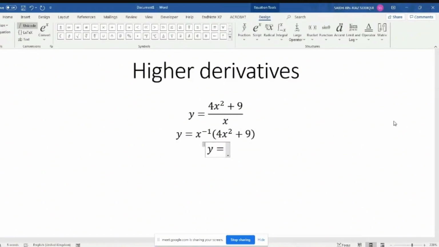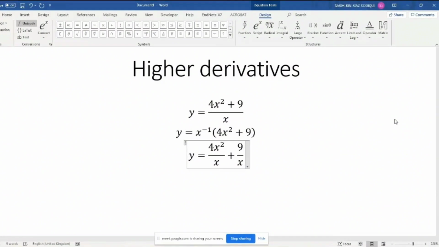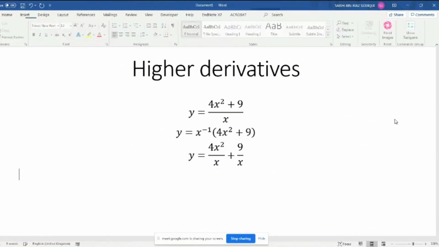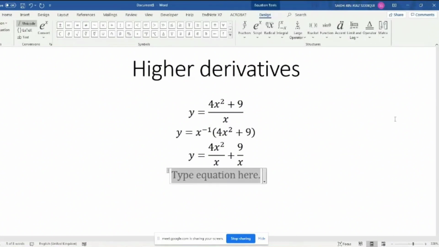How about I write it down in this way, 4x square upon x plus 9 upon x. Is it correct? Can I write it down in this way? Yes, sir. I can write the denominator separately for both of them, right? So now just let's cancel them out and simplify them. What will I get? 4x plus 9, and let's bring this x up. X to the power minus 1.